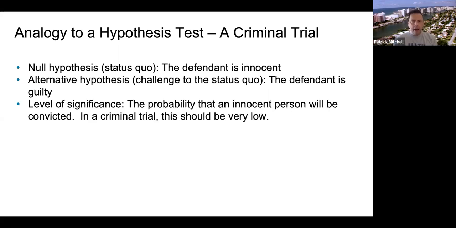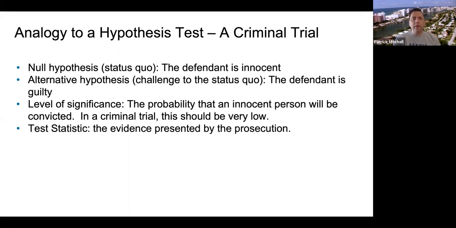Then we have in a hypothesis test something called the level of significance. In a criminal trial, the level of significance is the probability that an innocent person will be convicted. And in a criminal trial, that probability is supposed to be very, very low. That's kind of a cornerstone of our criminal justice system. The test statistic in a criminal trial is the evidence presented by the prosecution. So in a general hypothesis test, the test statistic is the evidence against the null hypothesis.